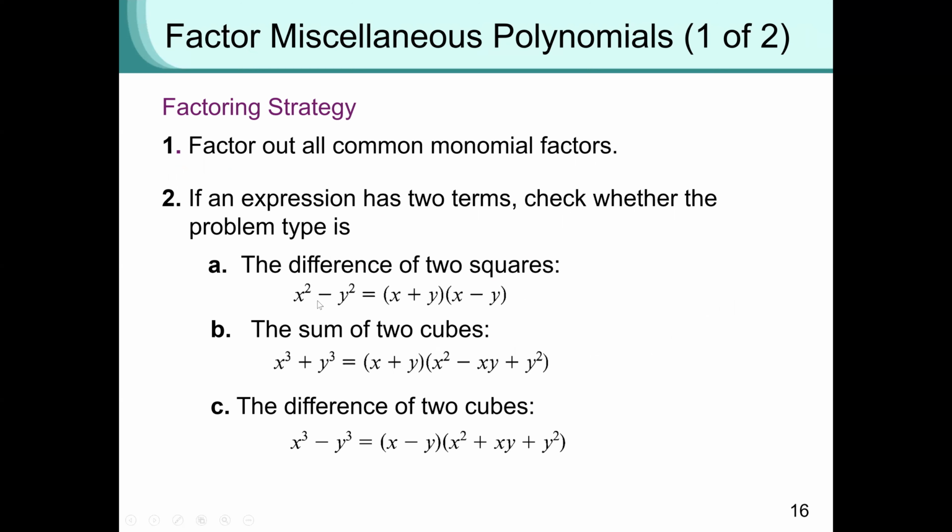So we know these strategies from our previous lectures. Difference of two squares: x squared minus y squared is the same as x plus y times x minus y. We know the sum of two cubes, which we just did: x cubed plus y cubed is x plus y times x squared minus xy plus y squared. Difference of two cubes: x minus y times x squared plus xy plus y squared. So we're going to use these formulas a lot, especially in geometry and in algebra.